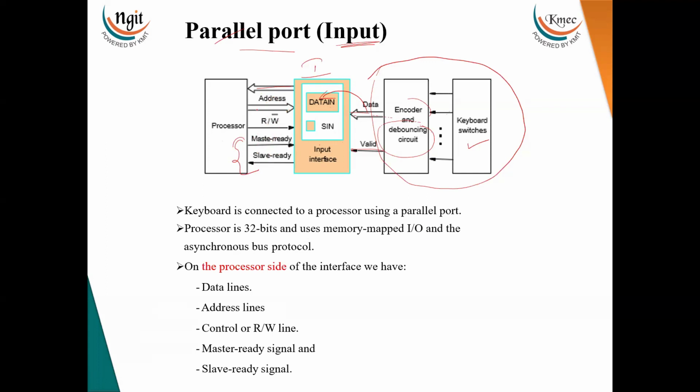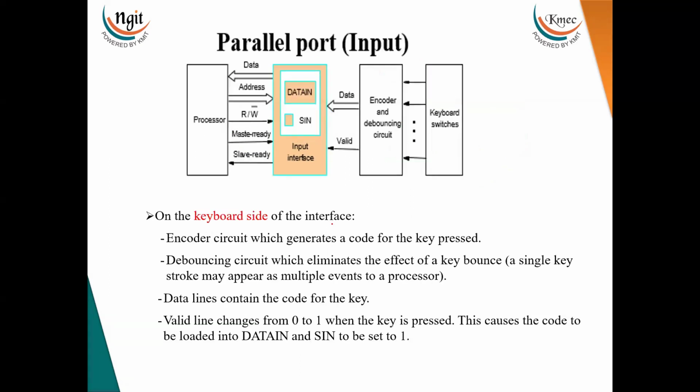Here we are assuming that the address bus is 32-bit, to do the analysis of this circuit. And because the master ready and slave ready signals are introduced, we are using the asynchronous bus protocol for the data transfer. We studied the asynchronous bus protocol in the previous lecture on buses, so please check the timing diagram once again and you will understand better. Now we will analyze what happens if the processor wants to read data from the keyboard.